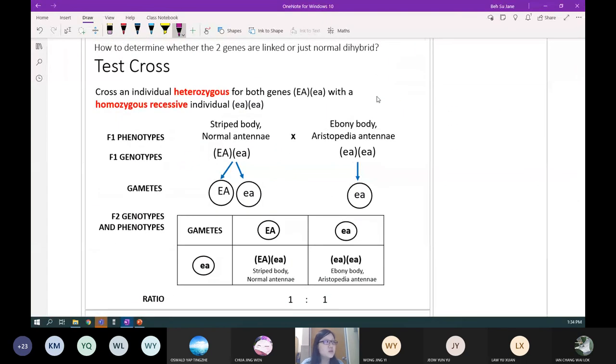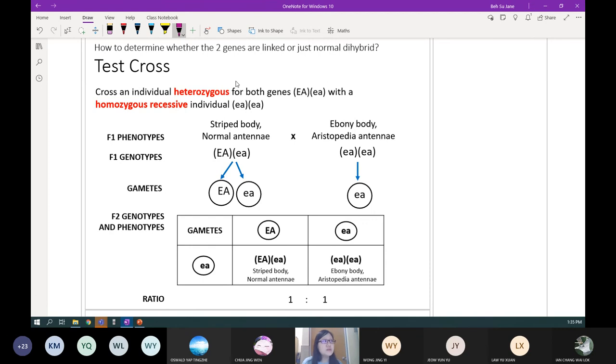So we do a test cross here. Test cross means we cross with a homozygous recessive individual. Now, it's different from the dihybrid and monohybrid test cross, because in the previous test cross, the question was more of, oh, I found a dominant phenotype plant, I found a tall plant. I don't know whether it's homozygous dominant or heterozygous. In this case, we already know the genotype. We just don't know whether it's linked or it's dihybrid.